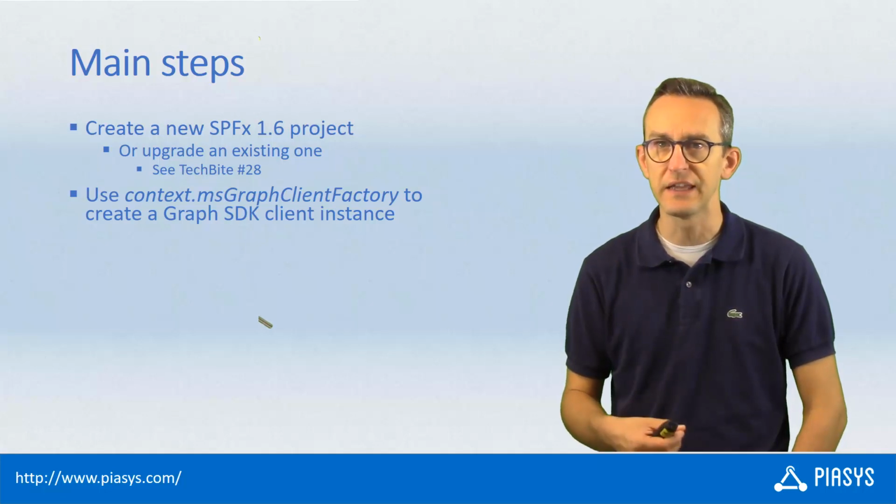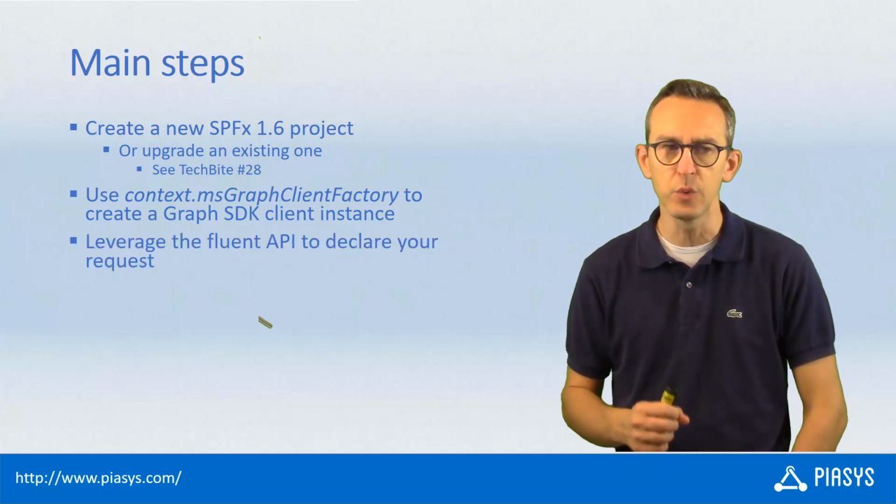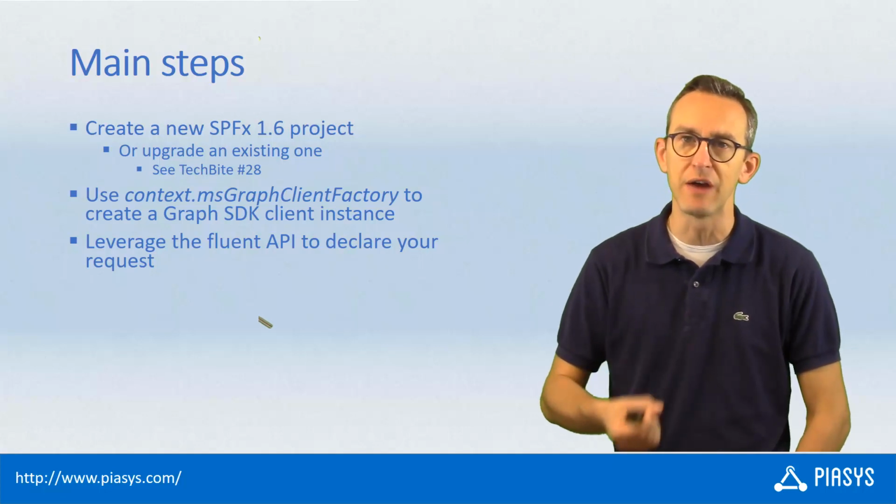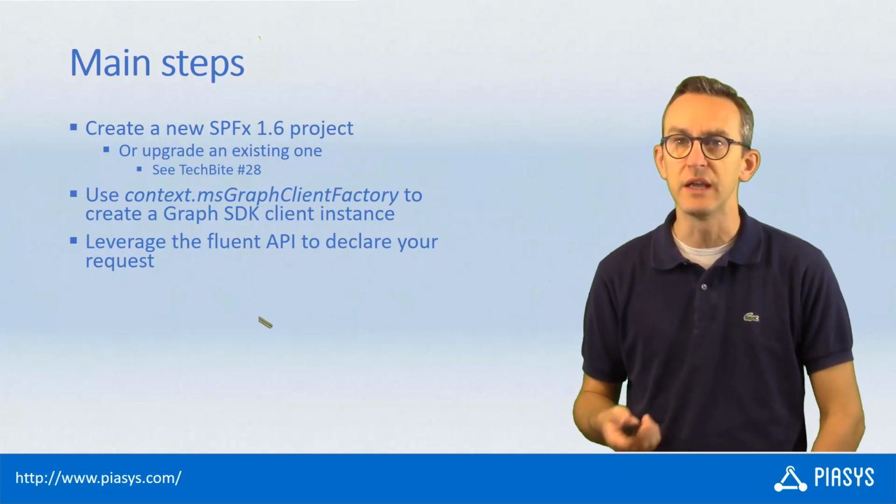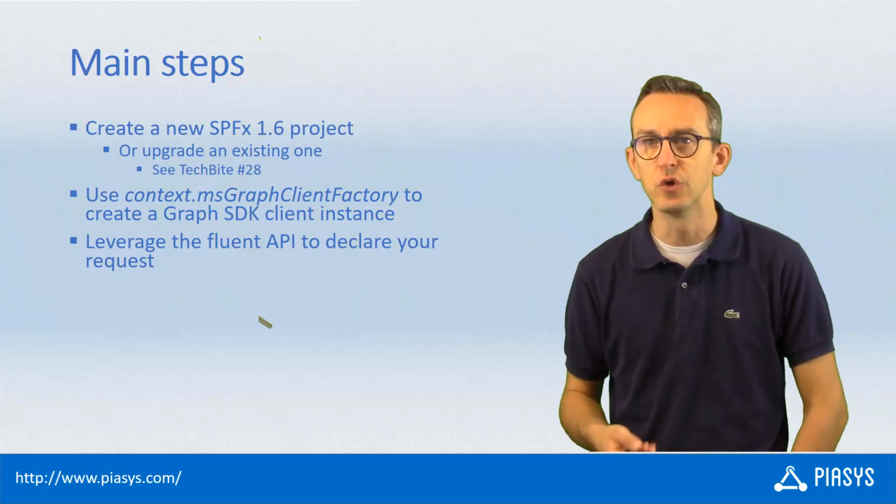Moreover, once you have created a solution, you will have to create an instance of a Graph SDK client using a factory object that is provided through the context of the SharePoint Framework client-side web parts and extensions. And then you will have to leverage the Graph SDK through its Fluent API, which will allow you to consume the target Graph endpoint.